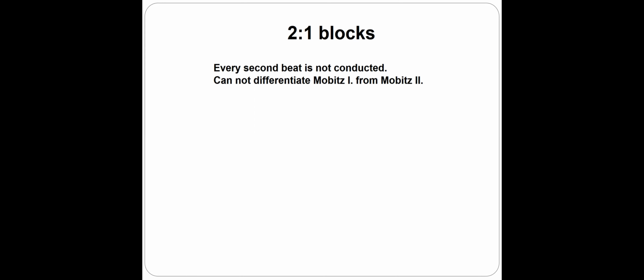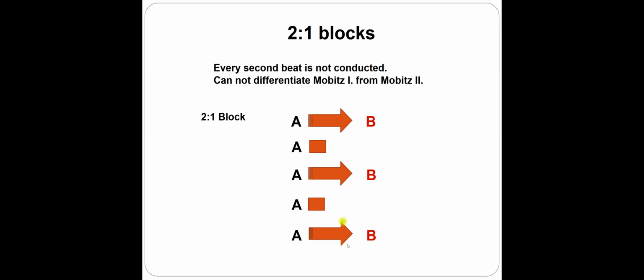So, and that should be rhythmic. As you see, every second beat is not conducted. That is rhythmic, but this is usually a slower one. Okay, good. Now, the high degree.